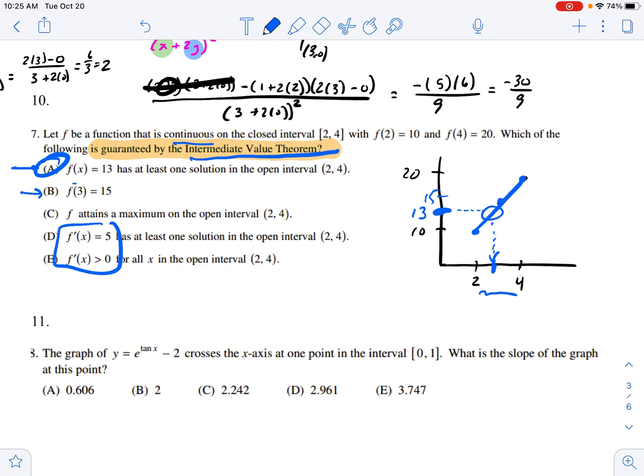If the function's continuous on a closed interval, we're going to hit every y value in between to go from 10 to 20. We got to hit 13, and there's going to be some x value to go with it. That's why the answer is choice A.